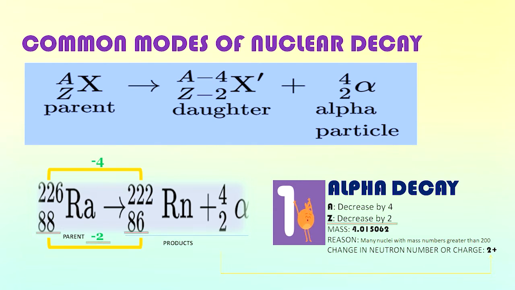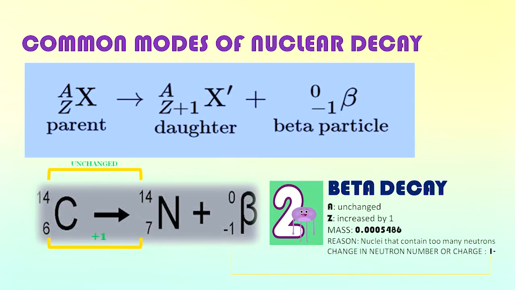Tandaan na ang sum of the mass numbers of the products, 222 for radon plus 4 for alpha decay, equals 226, which is equal to the mass number of the parent nucleus. Similarly, the sum of the atomic numbers of the products, 86 plus 2 equals 88, is also equal to the atomic number of the parent. Thus, the nuclear equation is balanced. Hence, radium-226 after undergoing alpha decay turned into radon-222 with a charge of positive 2.